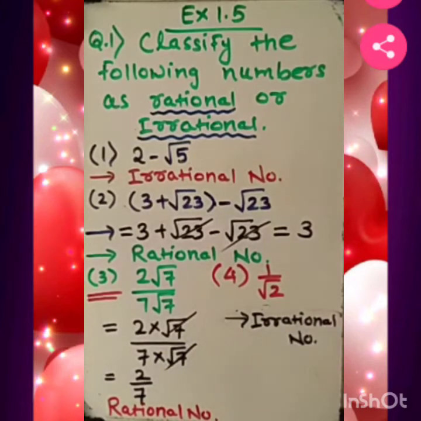Under which rule have I written irrational here? As we know, when we divide any rational number by an irrational number, the quotient will be an irrational number. So I hope question 1 is very much clear to you.